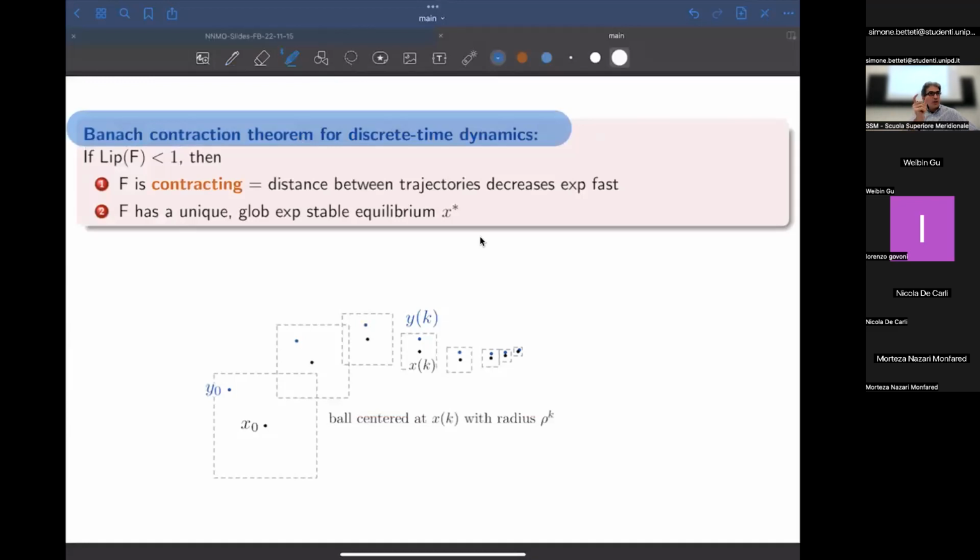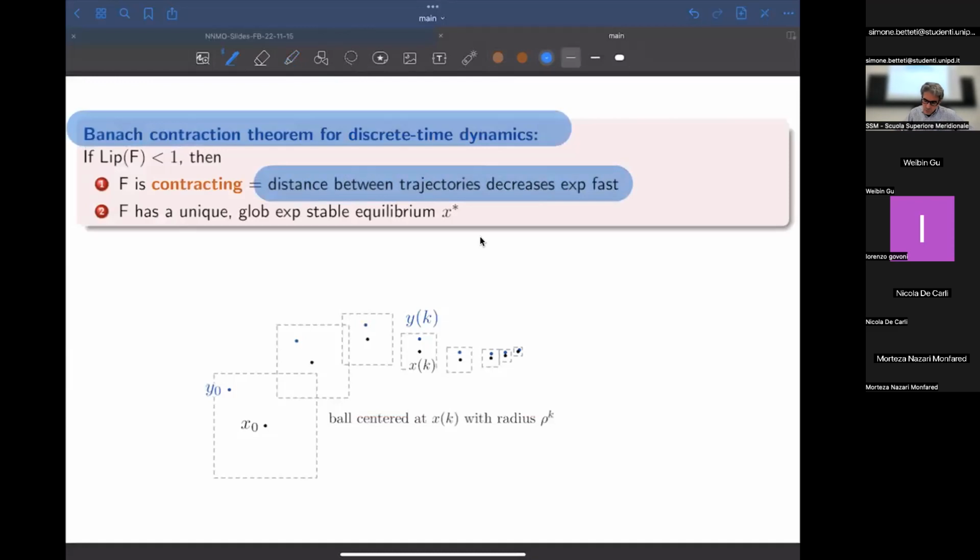So the variation in the input gives you a variation in the output, but the size of the variation in the output is less than or equal to a constant less than 1 times the variation in the input. Then that map is called a contraction, or is said to be contracting. And what that means is that the distance between trajectories decreases exponentially fast.